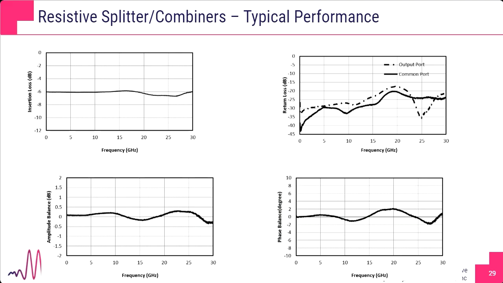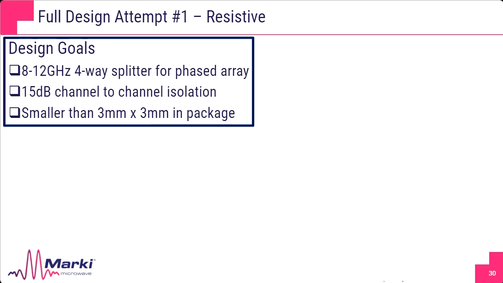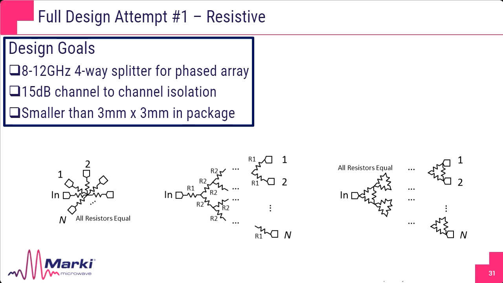So let's use what we've learned to try and design the power divider for this system. Again, our objective here is an 8 to 12 gigahertz four-way splitter with 15 dB channel-to-channel isolation in a small, less than 3 by 3 millimeter package. Now, some of you may already see the problem we're going to run into, but we're going to go ahead and move forward with our design. If it were me, I would start off with the simplest of designs, which is the direct topology. All resistors are the same value.